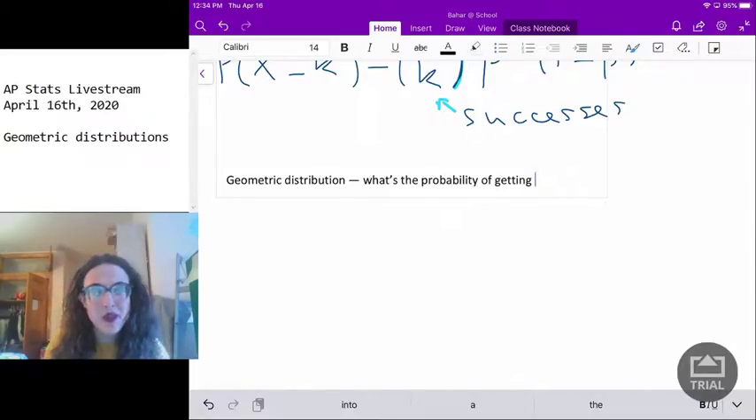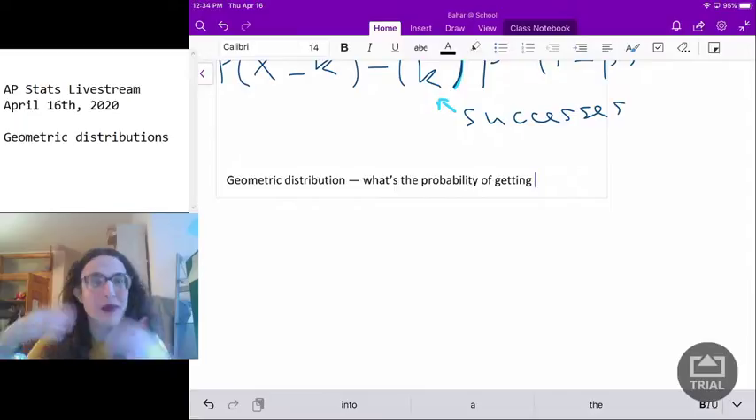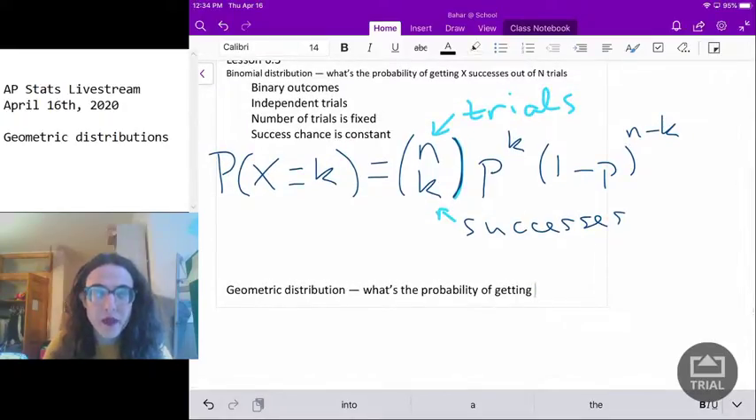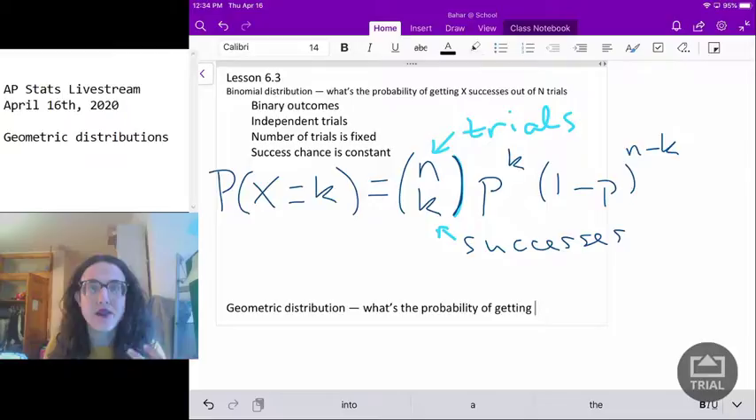So we're going to be talking about another very big topic for the AP exam that we went over back in Unit 6, specifically Lesson 6.3. Right, yes, sorry, my previous stream, which was 2 days ago, I talked a bit about the binomial distribution. So the binomial distribution is the distribution that we use when we're talking about what's the probability of getting X successes out of N trials.